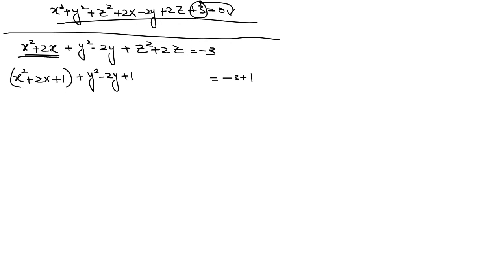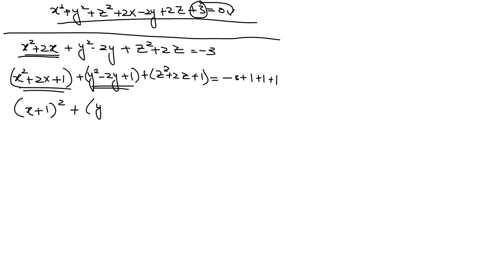For completing the square I need 1, so I add 1 here. Similarly, for the z, to complete the square I need 1, so I add 1 here. So this is equal to (x plus 1) whole square, this is equal to (y minus 1) whole square, and this is equal to (z plus 1) whole square. And this is -3 and plus 3, that is equal to 0.